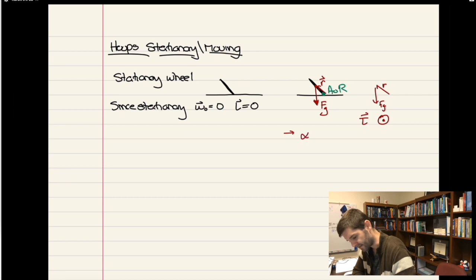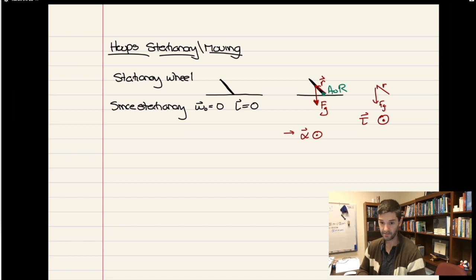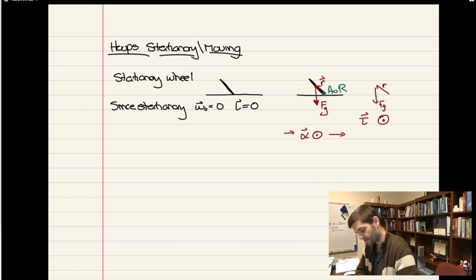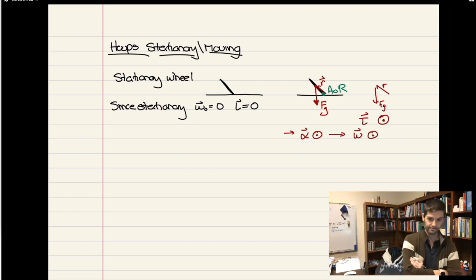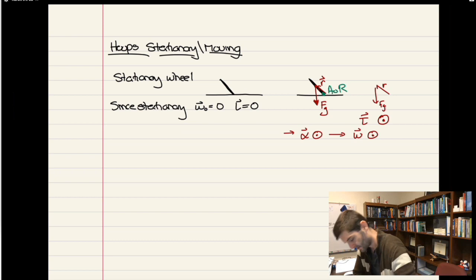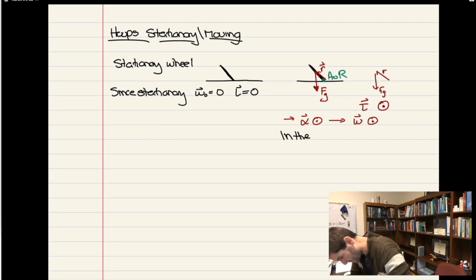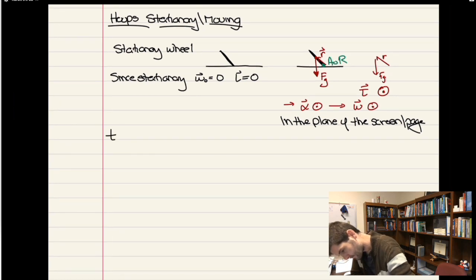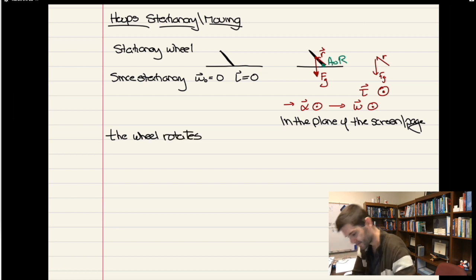As a result, by Newton's second law, the angular acceleration eventually points out of the screen. So given enough time, the angular velocity will eventually point out of the screen. So in the plane of the screen, page, whatever, the wheel ends up rotating, and it rotates.